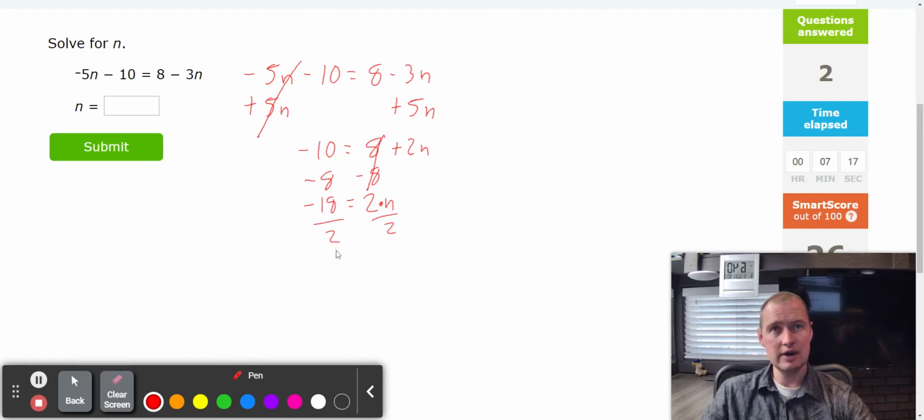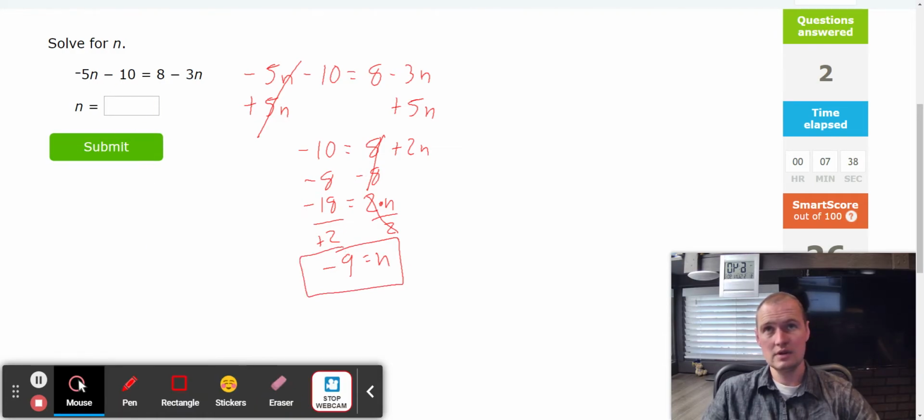Opposite of multiplying by 2, we're going to divide both sides by 2. And negative 18 divided by 2, well, first of all, negative divided by positive is a negative, and 18 divided by 2 is 9. So negative 9 on that side. The 2's cancel out. There's our n. Nice. So we got negative 9 equals n. So n equals negative 9.